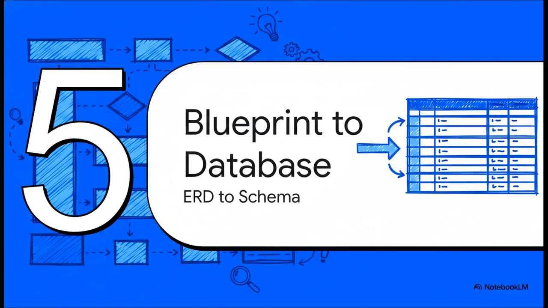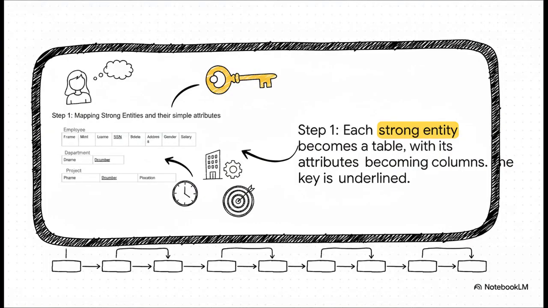And now for the grand finale, section 5, from blueprint to database. We've done all this careful planning with our ERD. Now it's time to turn that drawing into the actual physical tables that will make up our database. This is where the rubber meets the road. Step 1 is the easy part. Every strong entity we drew, employee, department, project, becomes its own table. Simple as that. The attributes we listed, those become the columns in the table. And that special key attribute we underlined, like the SSN, that becomes what's called the primary key for the table.